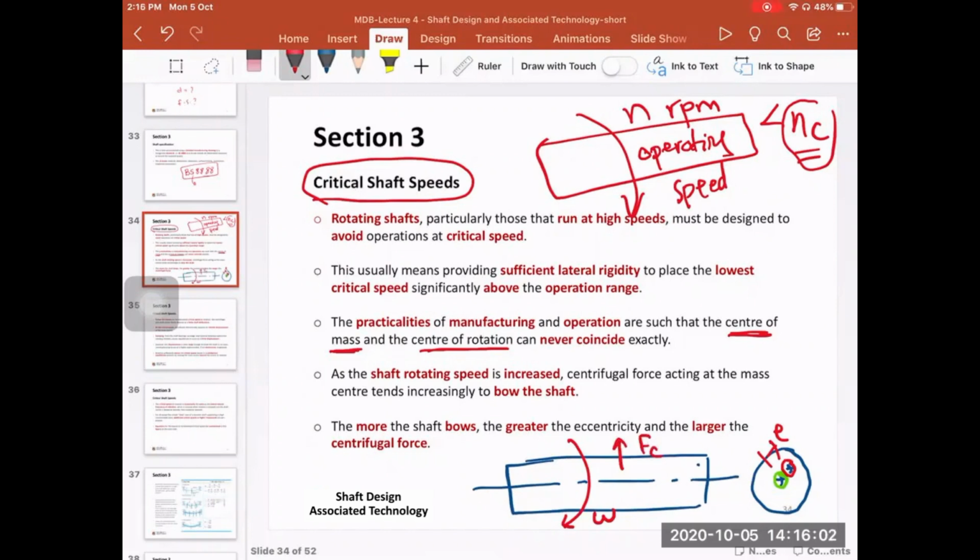As the shaft rotating speed increases, this centrifugal force increases as well, and tries to bend the shaft. So if we have a bearing here and a bearing here, this shaft is going to bend. What I'm drawing now is the center line. The center line is going to bow, to deflect, okay? The more the speed, the more the deflection and the larger the centrifugal force. Again, what's wrong with that?